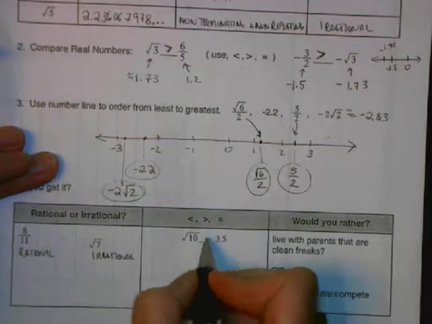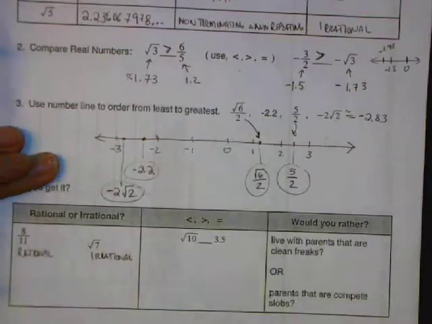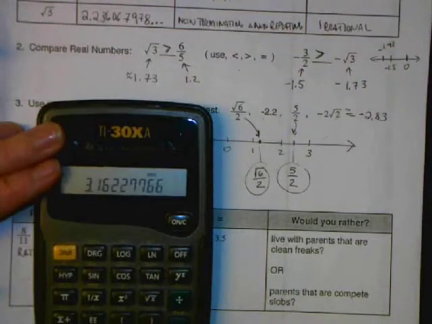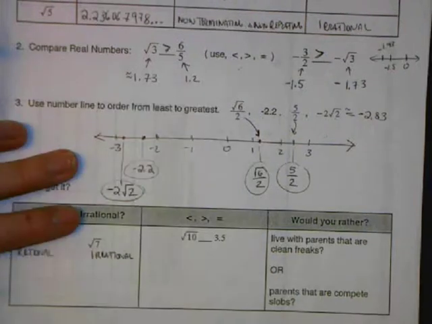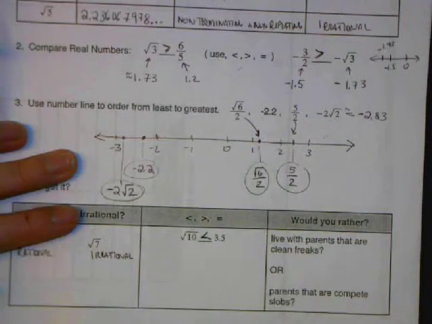All right, now I need to put a less than, greater than, or equal to sign in here. The square root of 10, let me use my calculator to do that one. The square root of 10, 3.16, which is less than 3.5. And the would you rather is clearly entirely up to you.